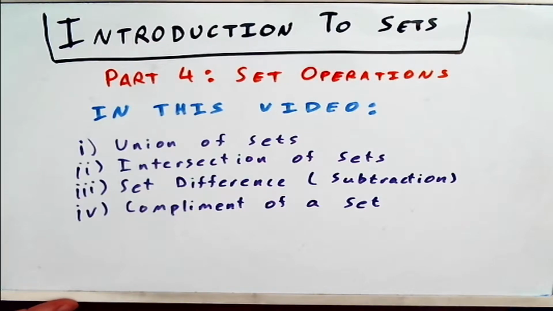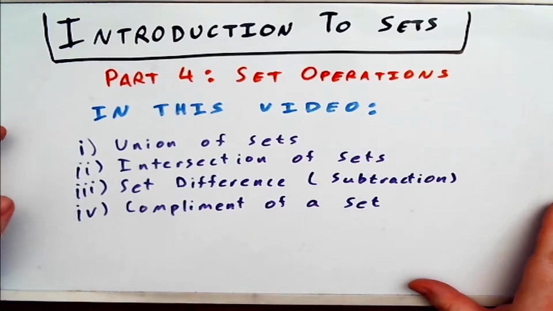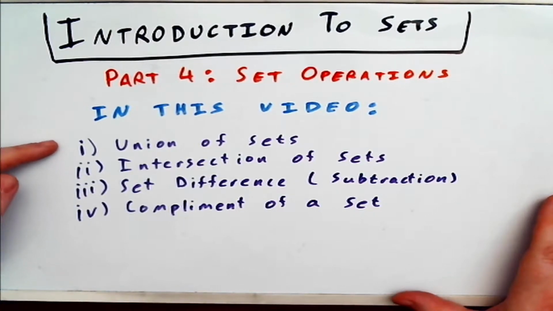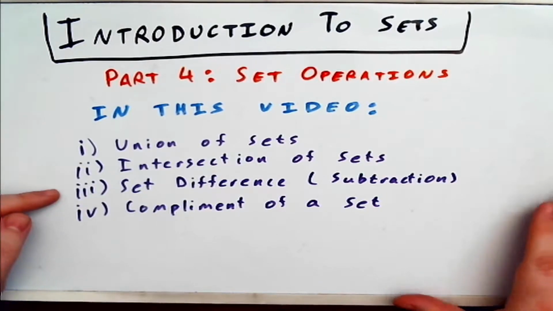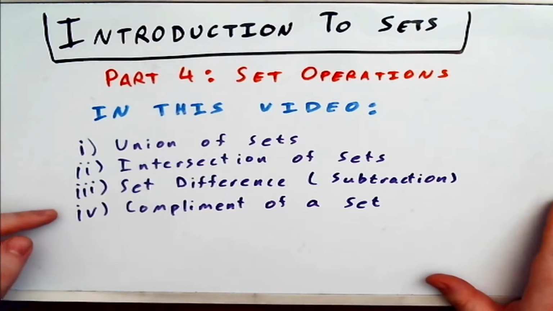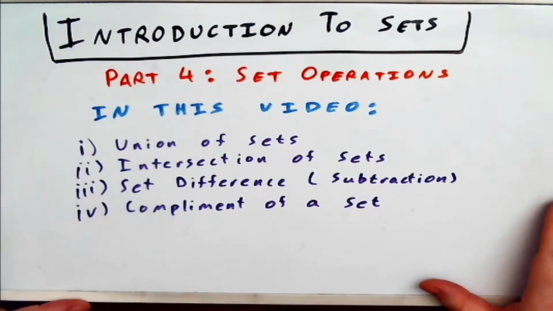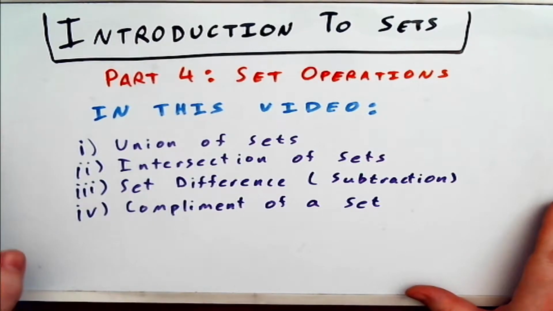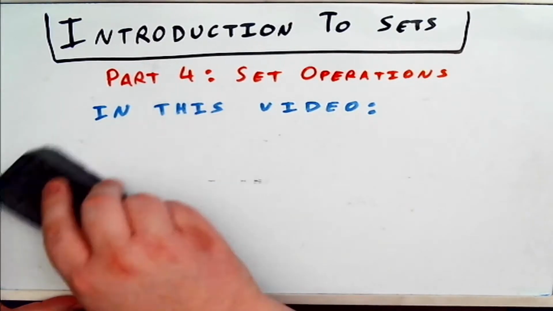And today we're going to continue our series on Introduction to Sets. This is part 4 of this multi-part series. Today in this video, we're going to discuss the set operations, including the union of sets, the intersection of sets, set difference, also known as set subtraction, and the complement of a set. These are all critical concepts, and this is how we perform operations on sets. This is just some of the operations, but these are the big ones that we definitely want to know going forward. Okay, let's jump right in.